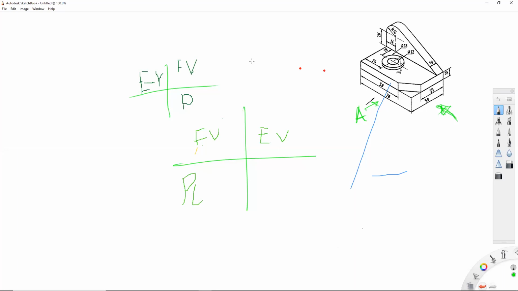All right, so now we have two different ones. Gloria said the front view should be here, then we have the end view here, and then the plan. Then MOG said that we should have end view here, front view, and plan. So which of these two is correct?